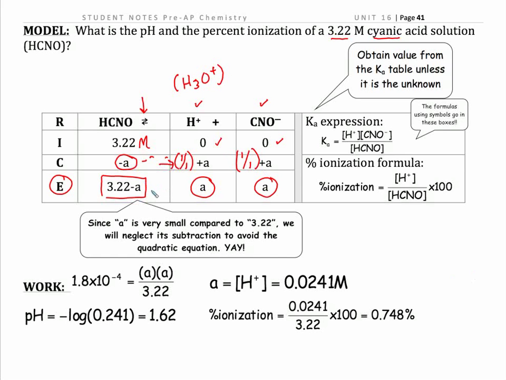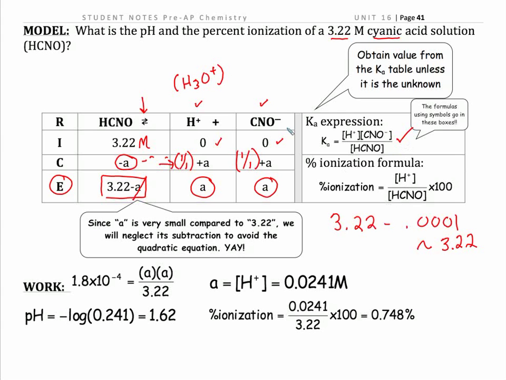Okay, now what we then end up with is 3.22 minus A, and A. Now, since the percent ionization is very small, we can neglect that A. It'd be like neglecting 3.22 minus 0.0001, which is approximately 3.22. At our level, we're going to neglect this A because it keeps us from having to do the quadratic equation.